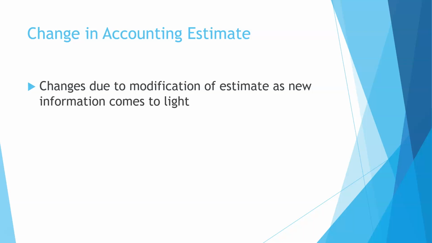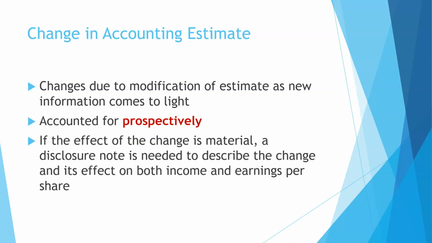We estimate returns. We estimate how much we're going to have to write off in accounts receivable. These are only accounted for prospectively. Now, if the effect of the change is material, we have to have a disclosure note and show its effect on both the income statement and earnings per share.